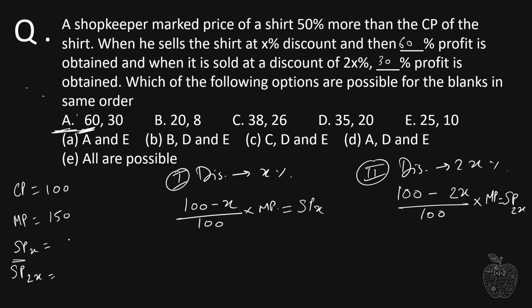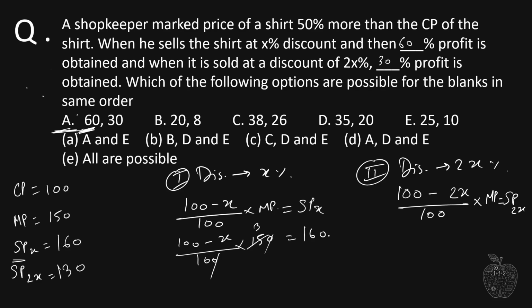That means the selling price would be what, 60? No, it will be 160, because there is a profit of 60%, and that profit is always on the cost price. So the selling price would be 160, and the selling price for 2x would be 130. Now let's substitute 160 here. Let's see what we get. So 100 minus X over 100 into the mark price, which is 150, equals the selling price for X, which is 160. Now let's calculate.